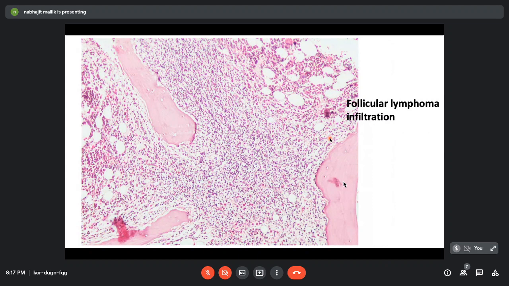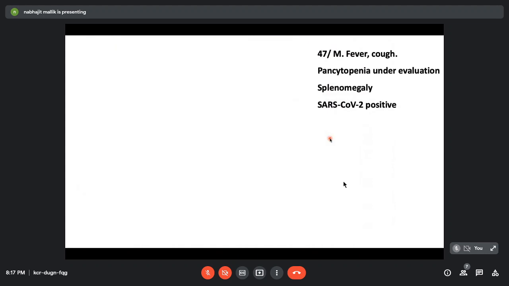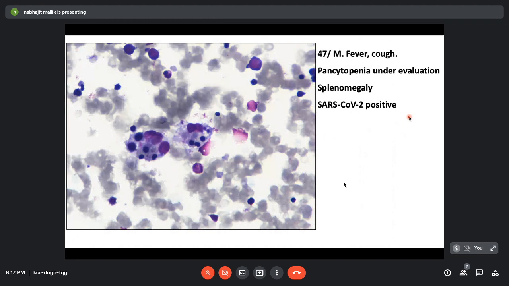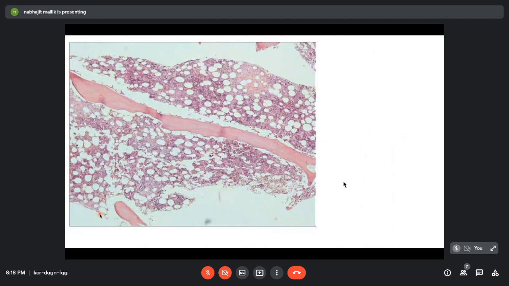Now I'll give a case of a 47-year-old male who had fever and cough. He was suspected to have pancytopenia, and he was being worked up for pancytopenia under evaluation. He had splenomegaly as well, and he turned out to be positive for SARS-CoV-2, that is COVID infection. Now with the bone marrow examination, bone marrow aspirate revealed these nice hemophagocytosis. So fever, pancytopenia, splenomegaly, hemophagocytosis. We thought that the patient had a secondary HLH, and that is the diagnosis that we made in this case, who had been COVID positive.